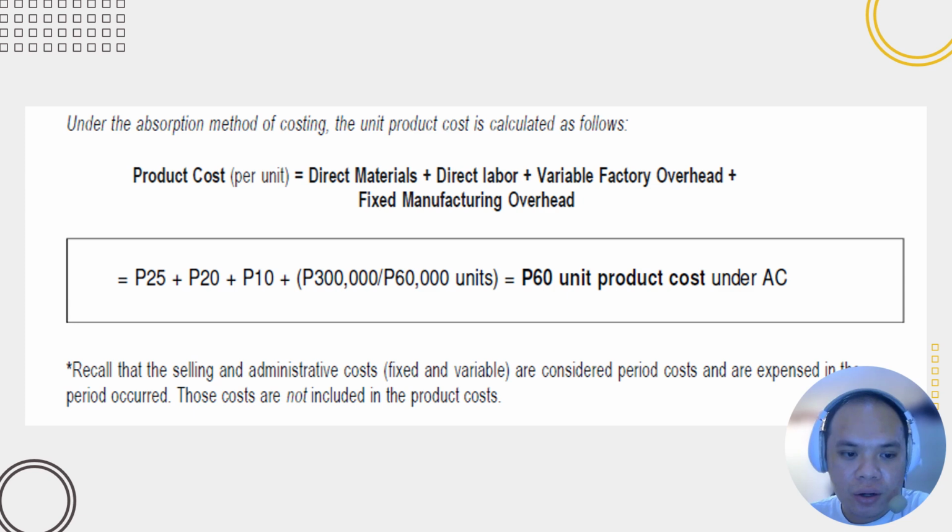Again, recall that selling and administrative cost, be it fixed or variable, are considered period costs, or expenses for the period, and are not included in the computation of your product cost. Just a review for you: under absorption costing, direct labor, direct materials, and manufacturing overhead, be it fixed or variable, will be included in the computation of your product cost.